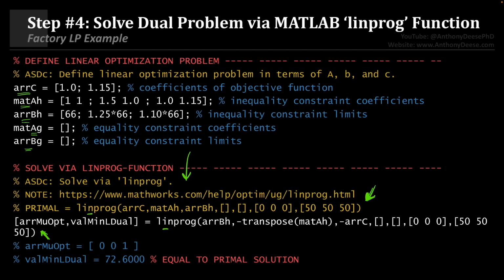In the first spot, we need to put the coefficients of the objective function. For the primal, that was array C. For the dual, our objective function is really the dual Lagrangian, and so the coefficients of that were B sub H. Then we have to put in the coefficients of our inequality constraints, which for the primal is A sub H. For the dual, it's negative A sub H transpose.